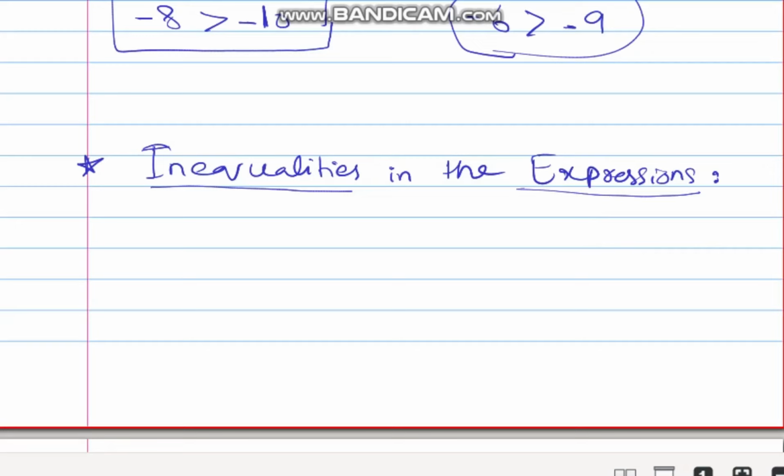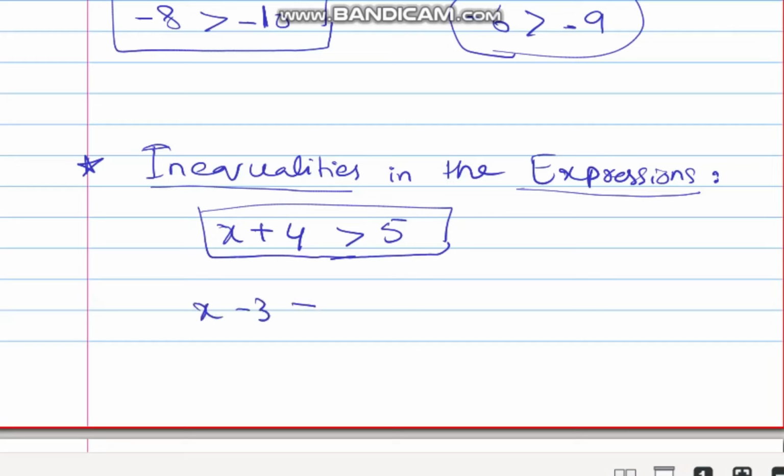Now, inequality in expression means that x plus 4 would be greater than 5. This is the inequality, because it contains this sign. This sign means inequality. This sign means that x plus 4 will be greater than 5. Similarly, let me write another example. x minus 3 would be greater than x plus 2. This sign means that x minus 3 would be greater than x plus 2.